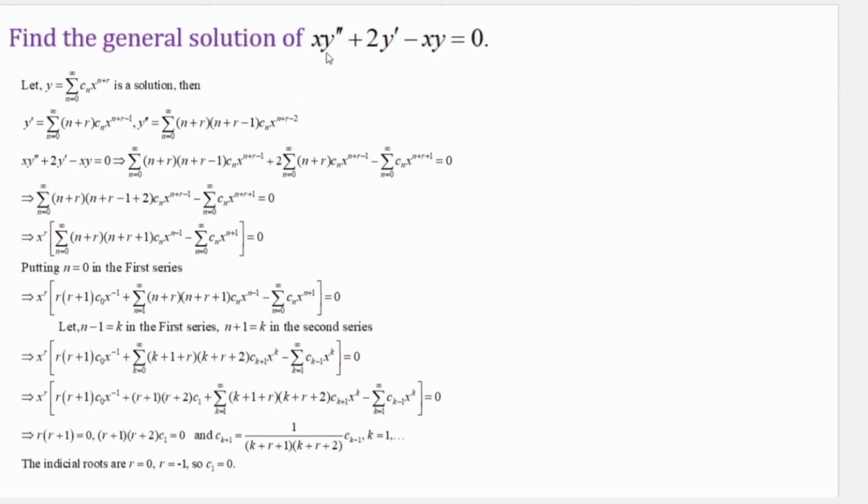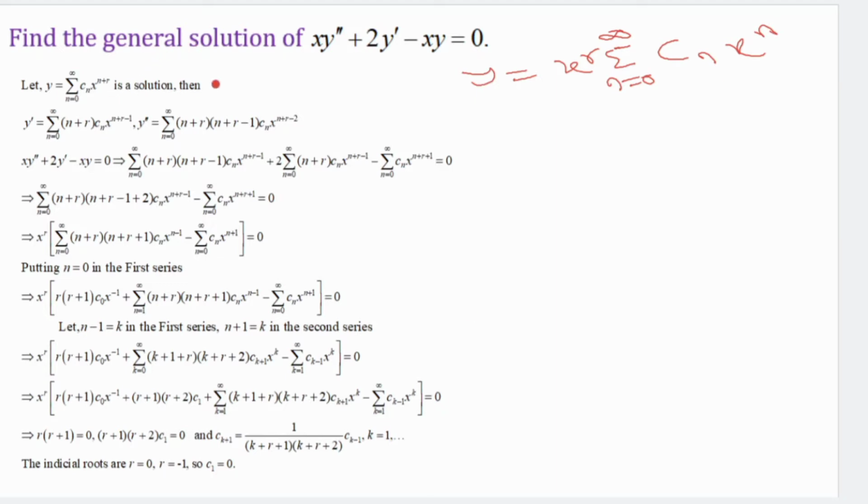To solve the given differential equation, we consider a power series, say y equal to summation of n equal to 0 to infinity Cn x power n plus r. This series we can also write as y equal to x power r summation of n equal to 0 to infinity Cn x to the power n.